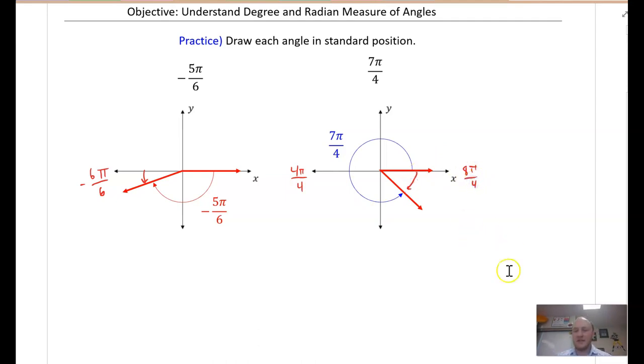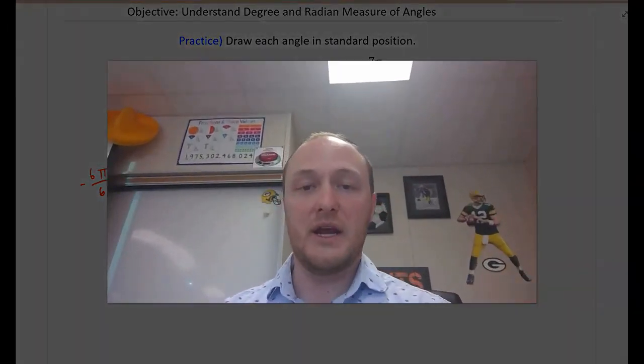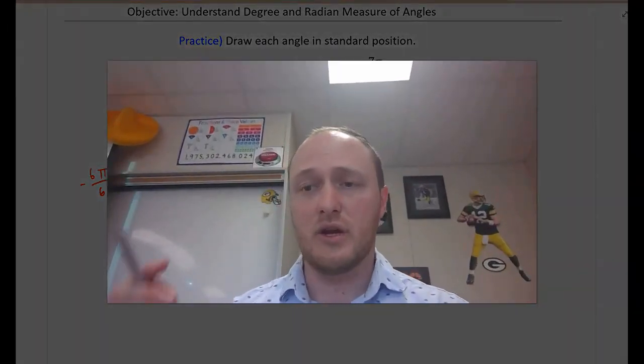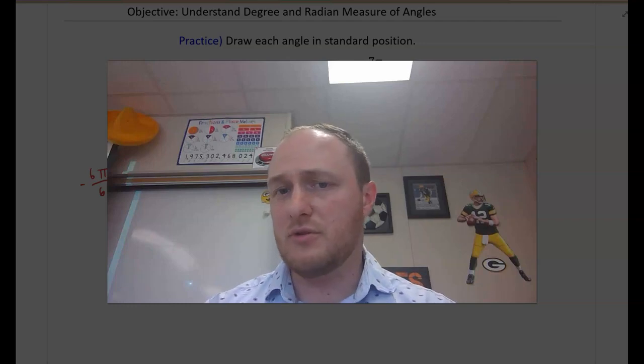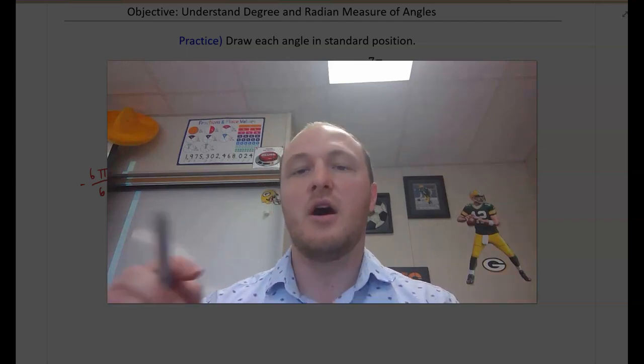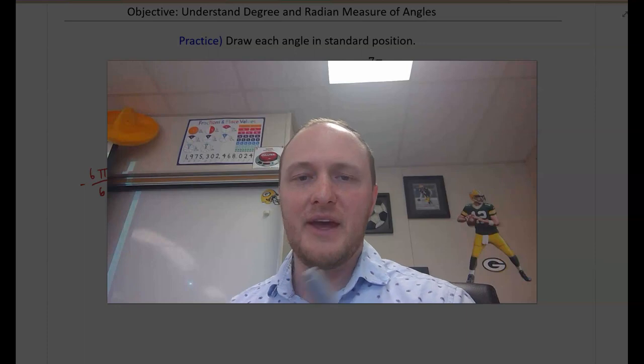Okay, that is it for this video. Now you know about radians and degrees. Really quick, what's the conversion rate between degrees and radians? 180 for every pi.